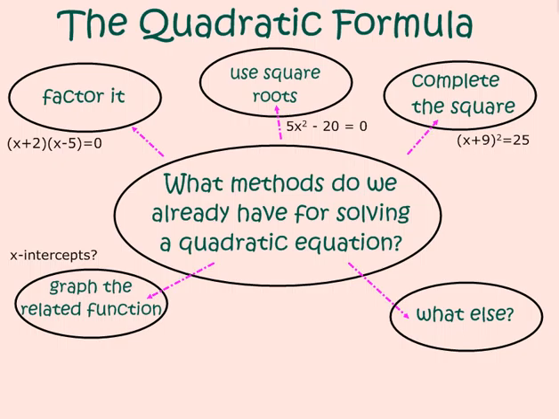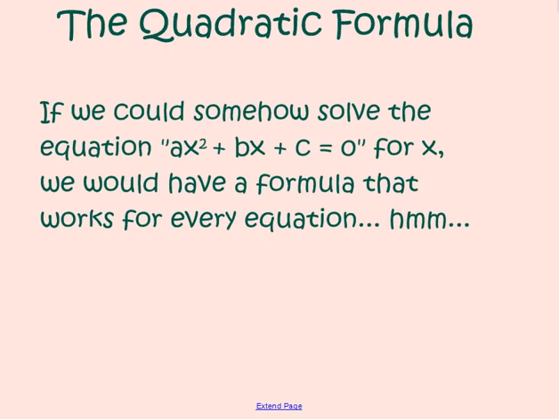We also tried using square roots, which was really easy as long as there wasn't a b term. Some of them we were able to factor. If it's easily factorable, we found out just how fast that was. And sometimes we can also graph the related function, especially if we happen to have a calculator handy. But each of those methods has its drawbacks, and it really helps to have one go-to method you can use anytime, and that's the quadratic formula.